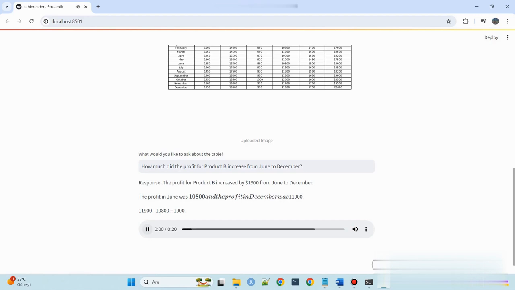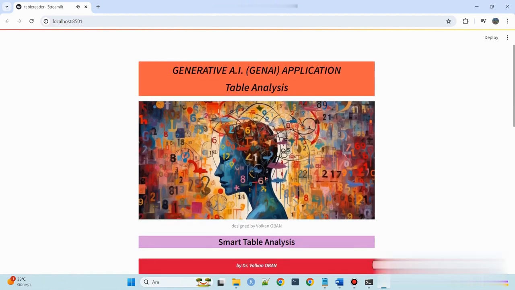The profit for product B increased by $1,900 from June to December. The profit in June was $10,800 and the profit in December was $11,900. $11,900 minus $10,800 equals $1,900.